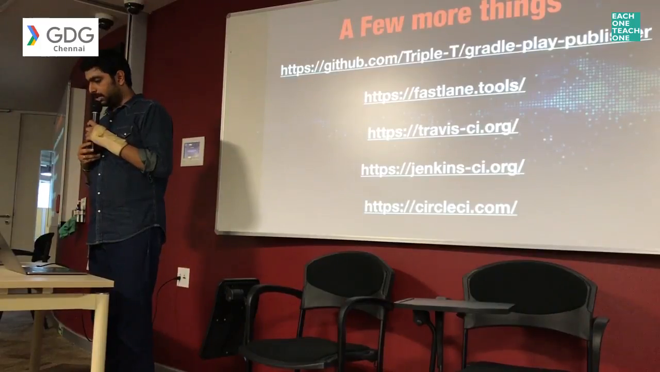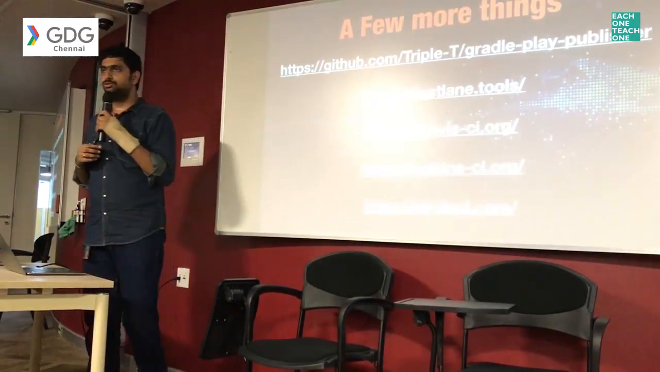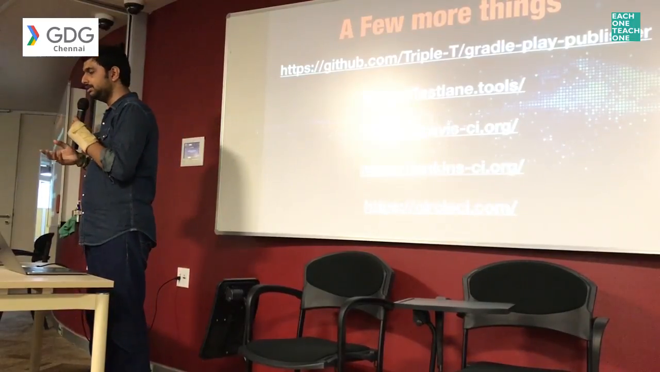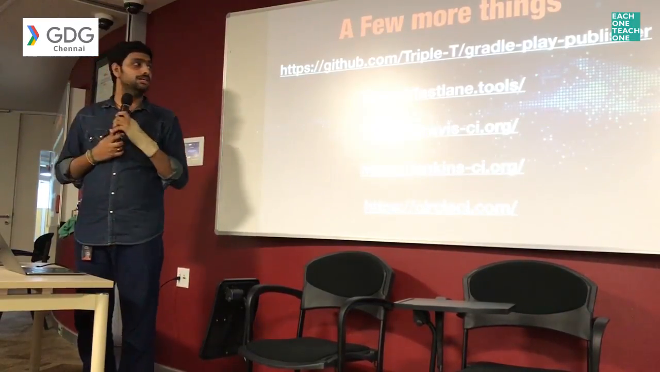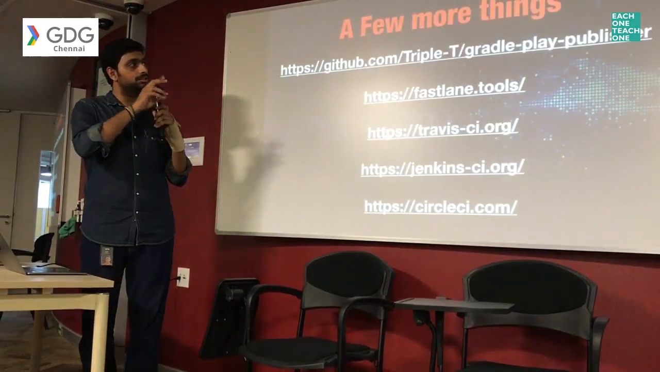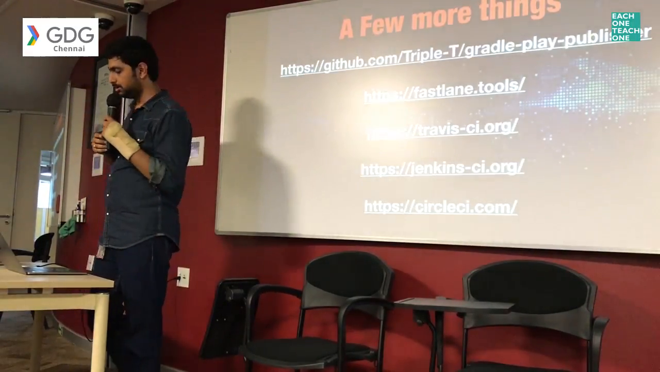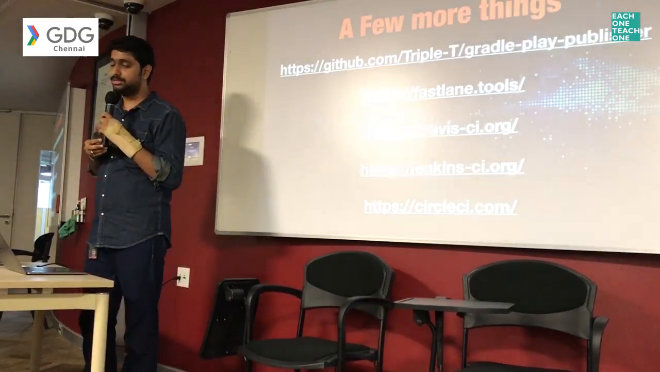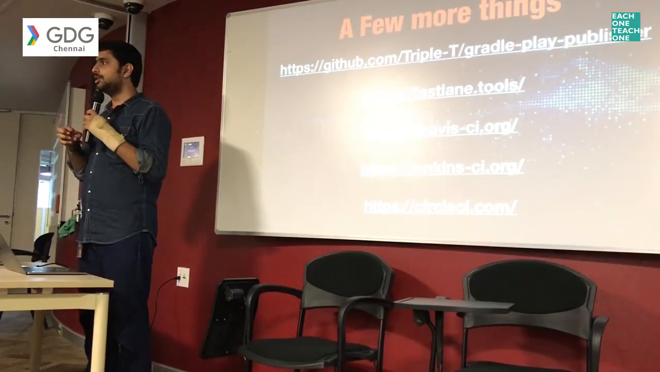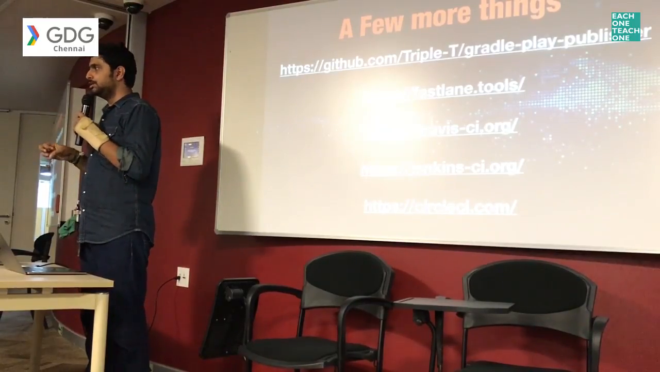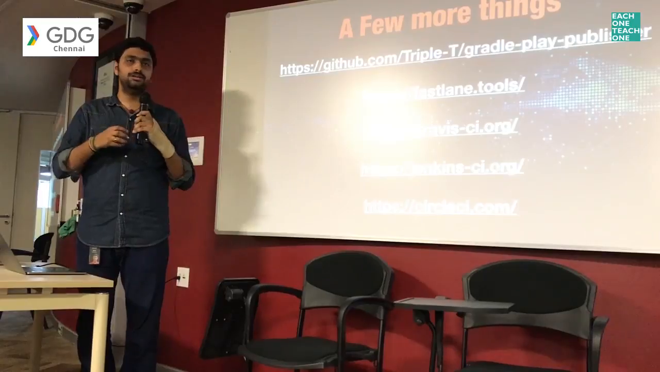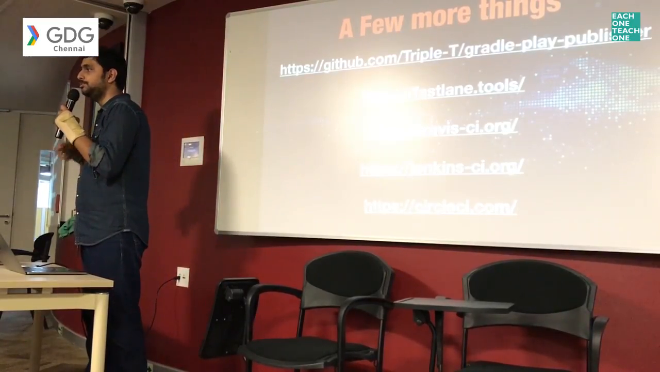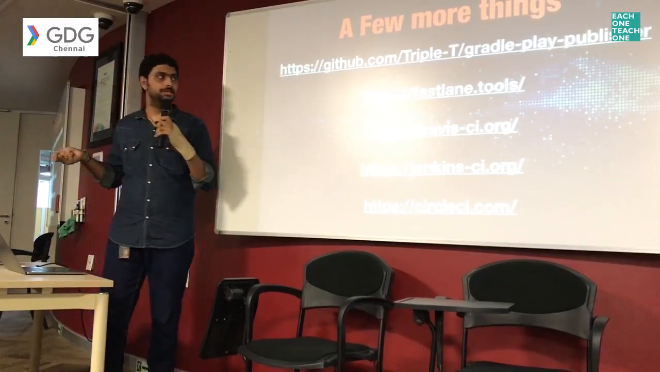So far the code I have shown you has only build and test stages. I didn't speak about the deploy stage. For that you can use this GitHub project, Gradle Play Publisher. It allows you to specify a Gradle job that you can configure so that when you execute that Gradle task, it publishes your app to the Play Store, either alpha, beta, or production.